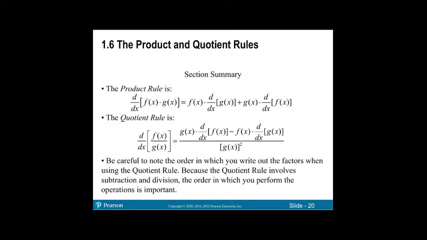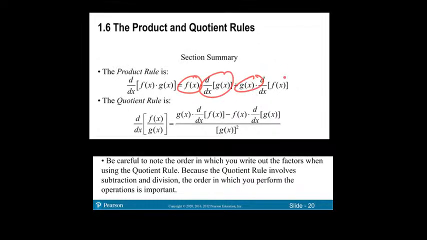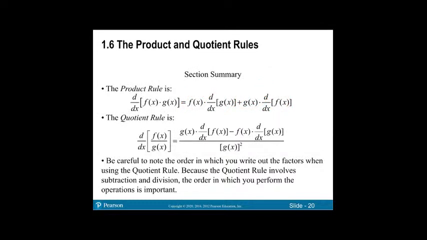So just as a quick summary, product rule is the first times the derivative of the second plus the second times the derivative of the first. Quotient rule is low D high minus high D low over low low. Okay. Be careful to note the order in which you write out the factors when using the quotient rule, because the quotient rule involves subtraction and division. The order in which you perform the operations is important. Okay.